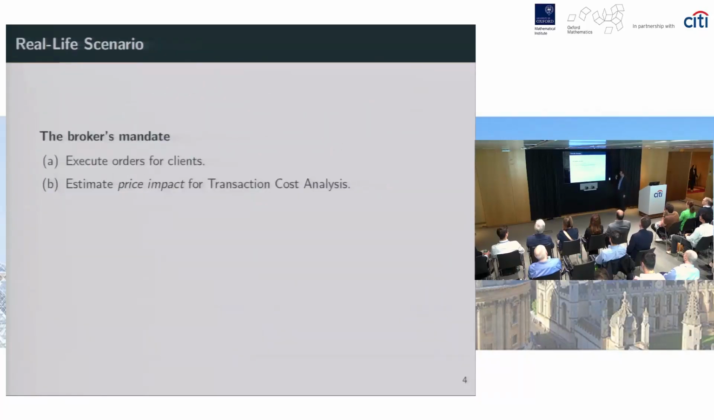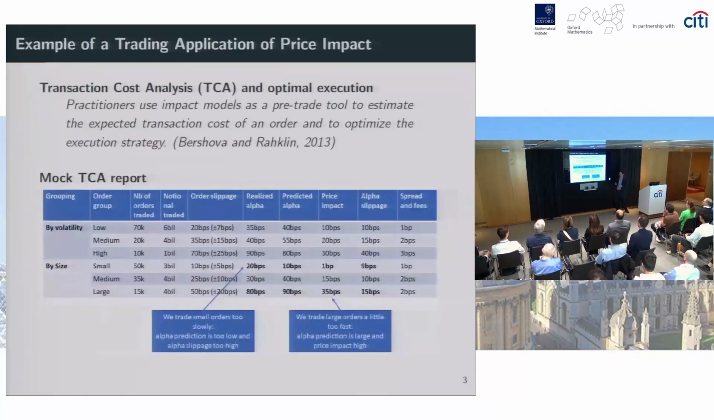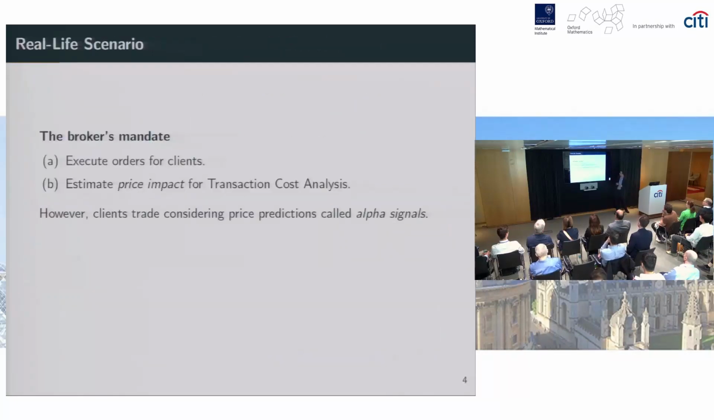So now, the main scenario I want to describe in this talk is the point of view of a broker who executes orders for a client and who is tasked, both for TCA purposes and optimal execution purposes, to estimate the price impact of their client's orders. And this isn't quite equivalent to just measuring this order slippage. The reason for that is that clients don't submit random orders. They actually expect to make money out of these orders, and therefore they tend to trade based on some kind of alpha prediction.